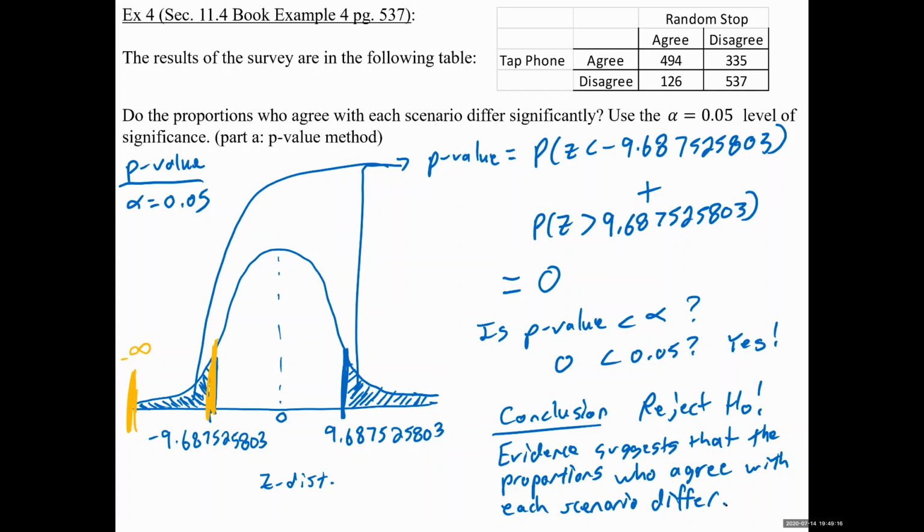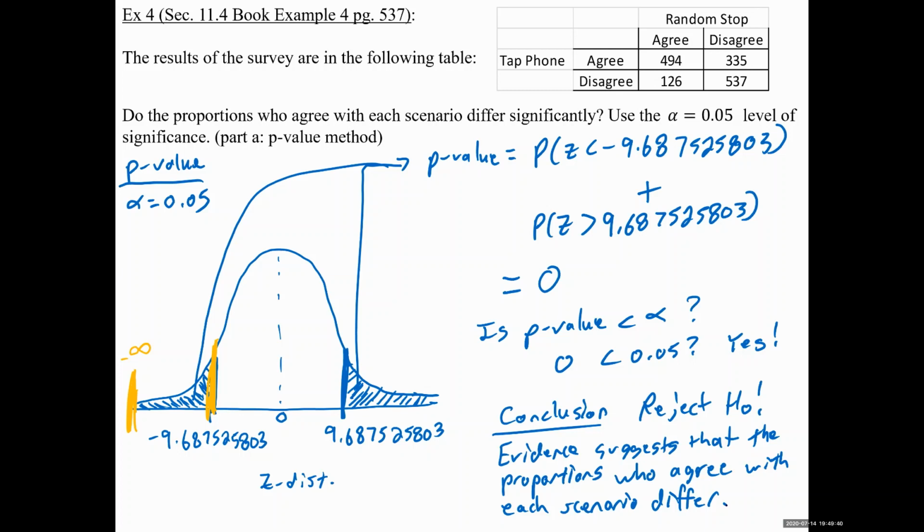I'm sorry, differ. I can write differ significantly, but it's okay. So there, that's how that one goes. See, we didn't even calculate the percentage of people who said yes to the first one, the percentage of people who said yes to the second one. But just by doing this test, I know those numbers are way far from each other. It's not like the percentage of people who are okay with each is about the same. No, they're way different.